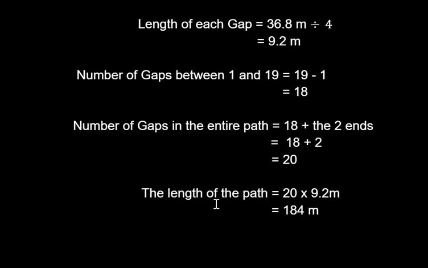So the length of the path will be 20 gaps times 9.2 meters, because we know that each gap is 9.2. So the total length of this path is 184 meters. Okay, so I hope it helps.